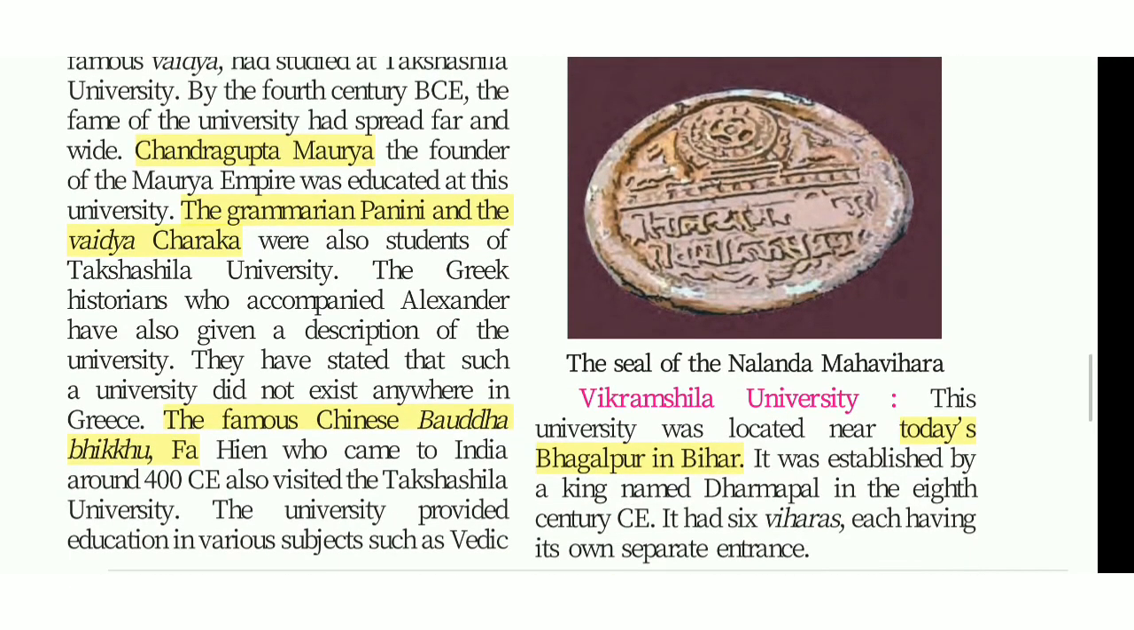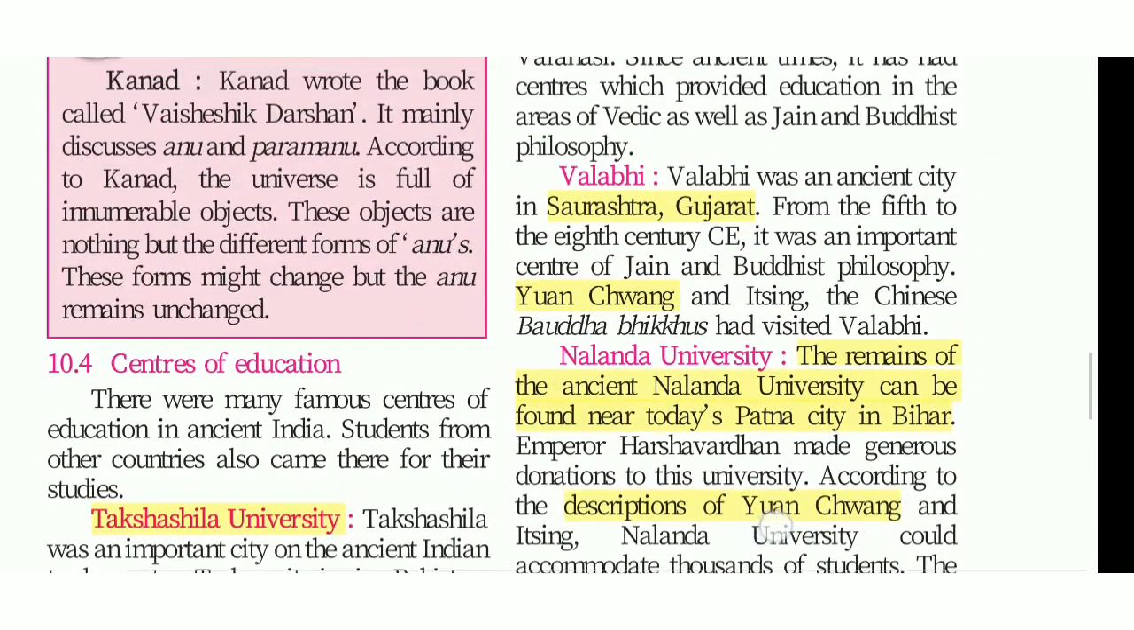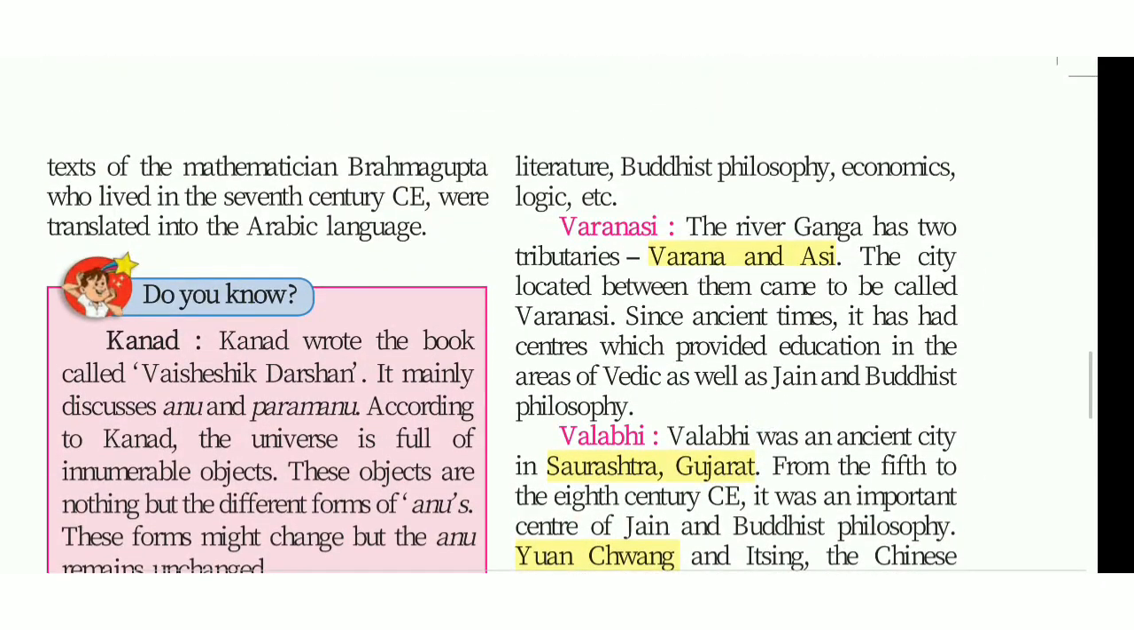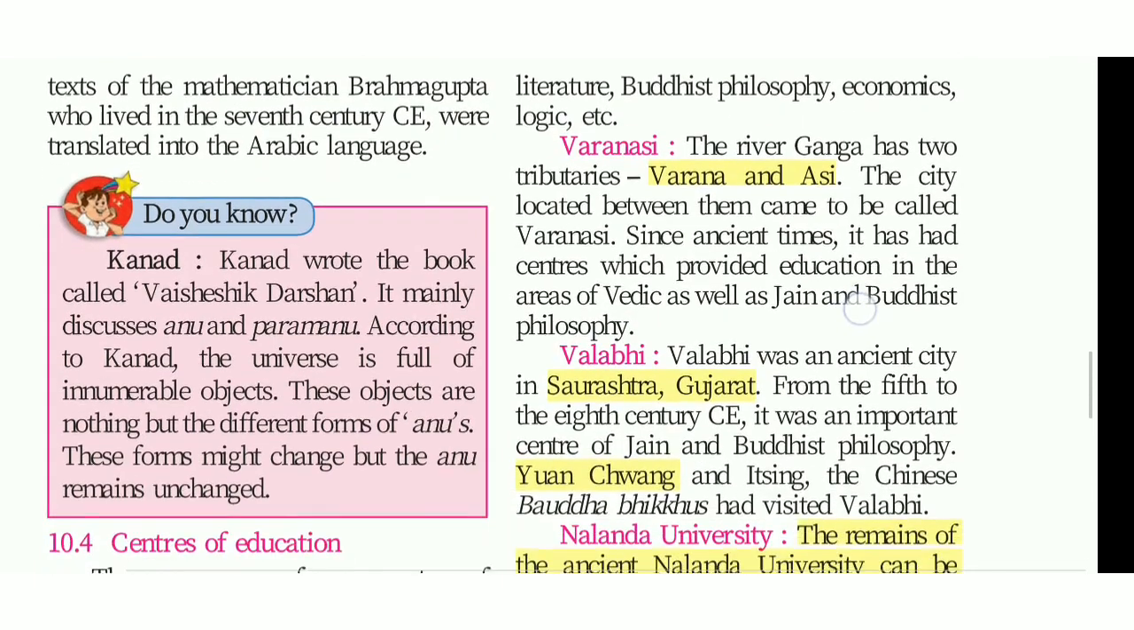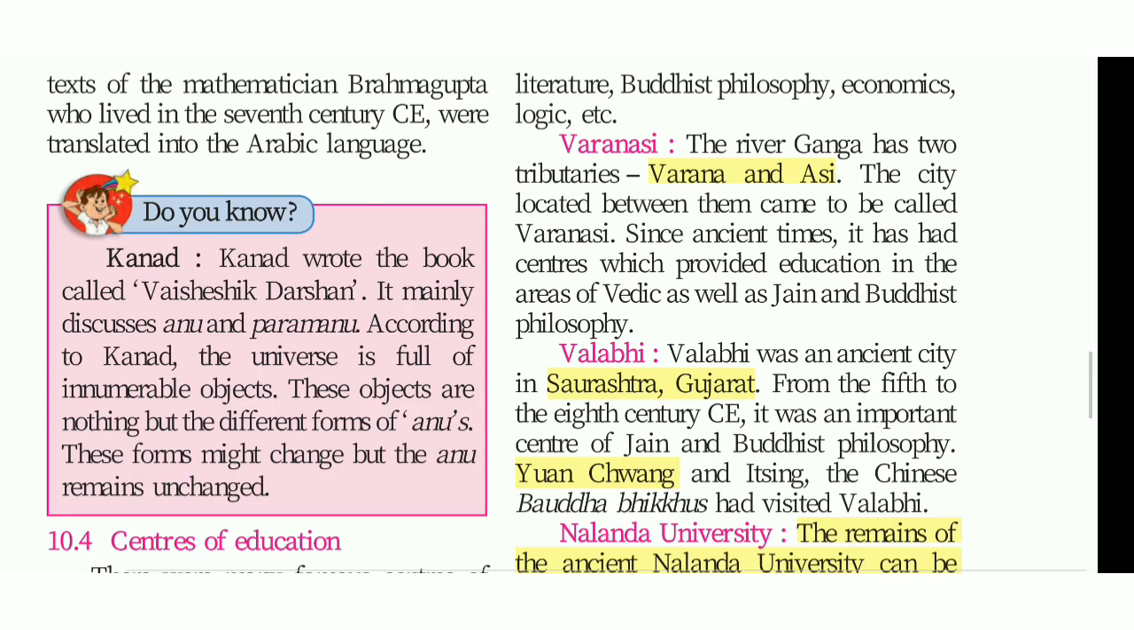The famous Chinese Buddhist Bhikkhu Fa Hian had also visited Takshashila University. The university provided education in various subjects such as Vedic literature, Buddhist philosophy, economics, and logic, etc. Varanasi. The river Ganga has two tributaries, Varna and Asi. The city located between them came to be called Varanasi.